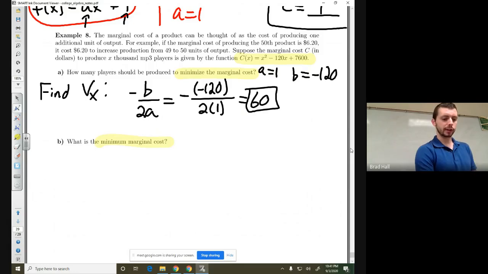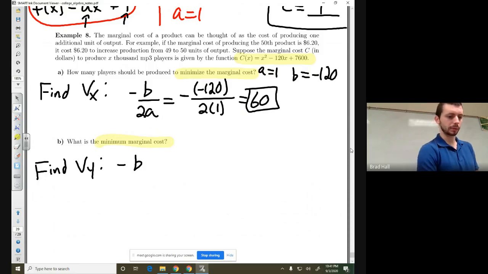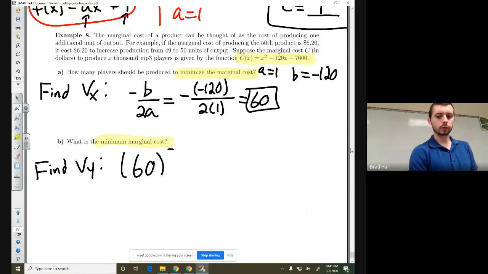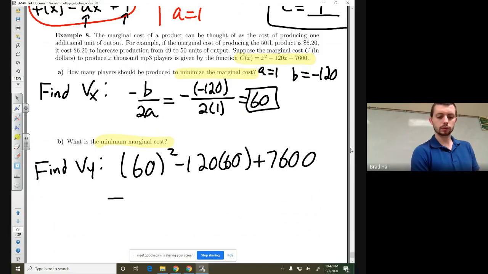And so part B, like I said, this one wants you to find the y-coordinate. Oh, what am I doing? Sorry. You take the answer from the previous part, you plug it into every x. So now 60 squared minus 120 times 60 plus 7,600. Just a calculator problem from here. And I get 4,000.